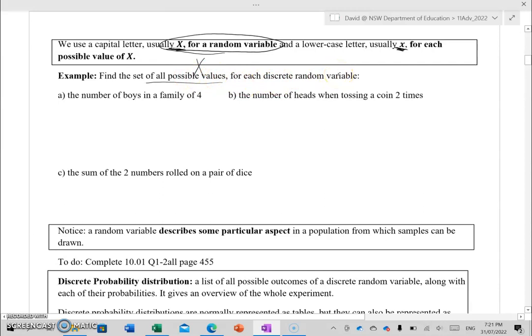Number of boys in a family of 4. If you're thinking about how many boys can be in a family of 4, well, you can have no boys, 1, 2, 3, or you could have 4 boys. Those are your different values that are allowed. The number of heads when tossing a coin 2 times. By the way, I'm using curly braces because I'm writing down a set of all possible allowed values. You could have 0 heads, 1 head, or 2 heads if you toss a coin twice.